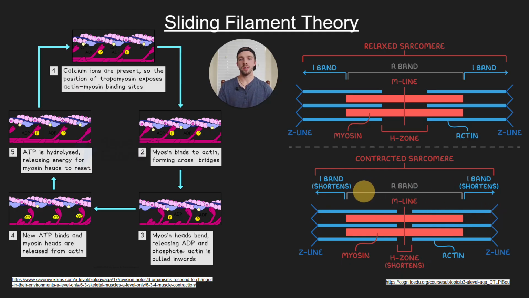Okay, so let's go again. We have a flood of calcium. The calcium causes a conformational change in tropomyosin. The myosin binds to the actin. The myosin then pulls, power stroke, okay? That's the contraction piece. The myosin head then releases and reloads. Attach, power stroke, release, reload, okay?